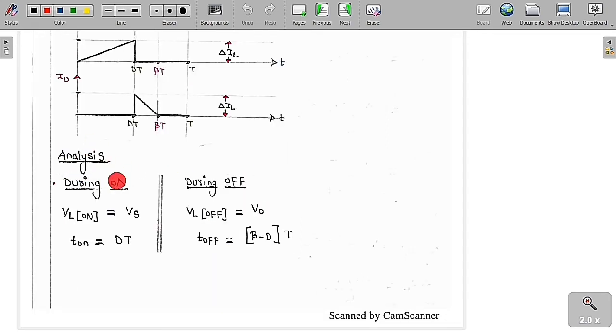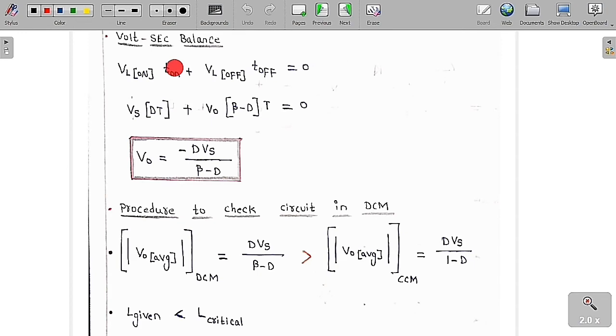Now we are going to analyze during the on condition. The switch is on, the diode is off, so the inductor voltage is equal to the supply voltage. So VL on is equal to Vs and T on is equal to dT. During the off condition, the inductor voltage, by applying KVL, is equal to the output voltage, and T off is equal to (β minus D) into T. So by applying the voltage-second balance, the average value of the inductor voltage is equal to 0.